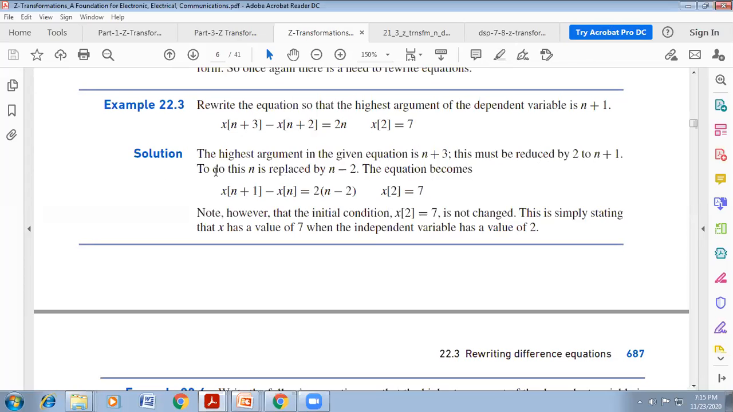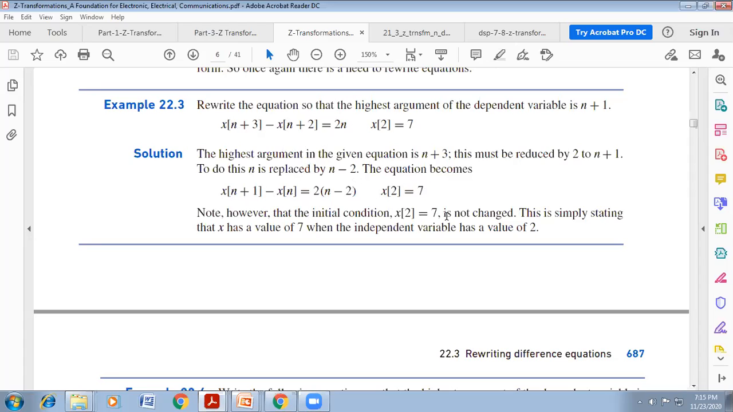How? To do so, n is replaced by n minus 2. We can replace n by n minus 2. The equation becomes, if we put n equals n minus 2, then it will become n plus 1, and this will be n, and this will be 2 into n minus 2. That means we can rewrite this difference equation, and x2 will be 7, the same.